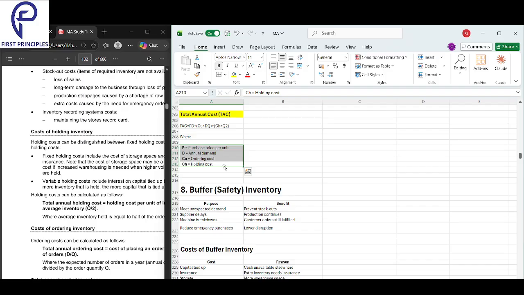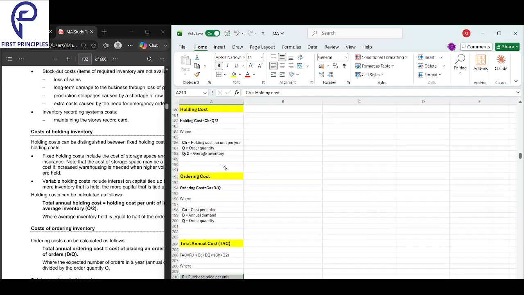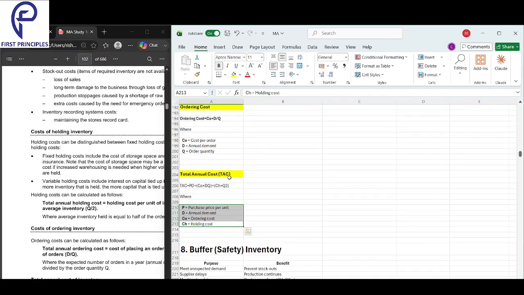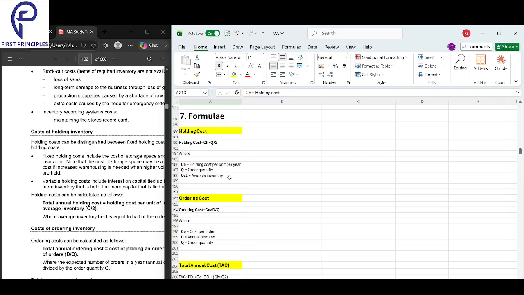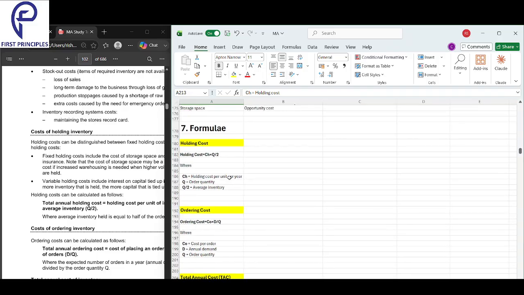You will get total annual cost. First we looked into holding cost, where you take average inventory. Then we took ordering cost, and then finally we took total annual cost. If you add all three, holding cost, ordering cost, and purchase cost, you will get your annual cost.